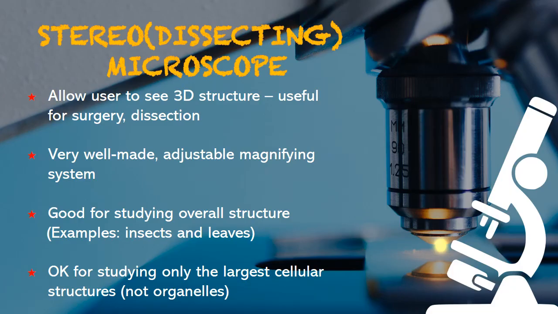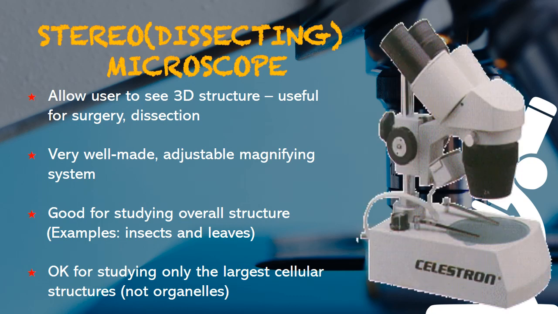This is the other type of light microscope, called the stereo or dissecting microscope. The stereo or dissecting microscope allows the user to see the 3D structure, and it is very useful for surgery and dissection. And this is the image showing the microscope, and as you can see, it is very well made, and you also have the adjustable magnifying system here.